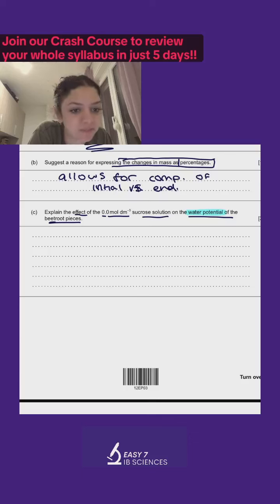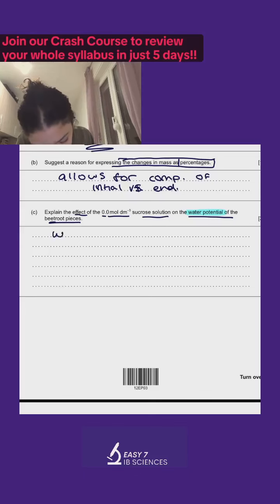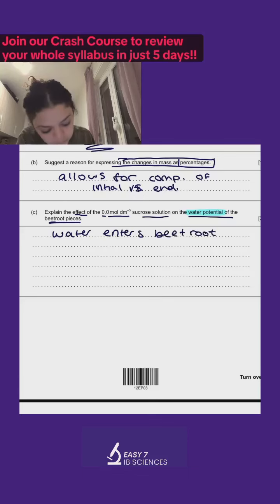Very good, Pilly. That's a perfect answer. Water enters the beetroot tissue by osmosis. There's an increase in water potential. Perfect, guys. So exactly as you're saying, water enters the beetroot. So that would be the first mark. The second mark is just say, literally, this happens via osmosis.